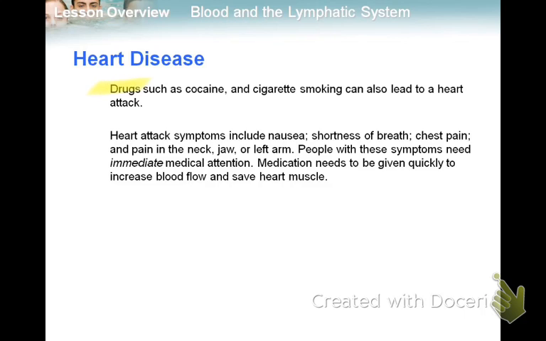Drugs can also lead to a heart attack. Cocaine and cigarette smoking are two of them among the drugs. Symptoms of heart attack include nausea, shortness of breath, chest pain, and pain in the neck, jaw, or left arm. People who have these symptoms need immediate medical attention. Medication needs to be given quickly to increase blood flow and save the heart muscle.